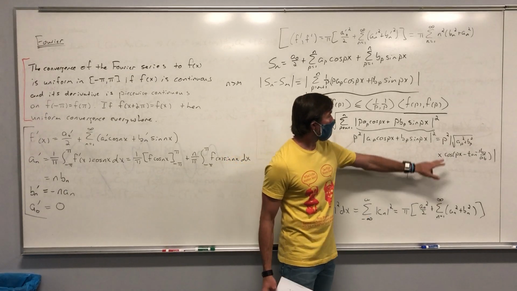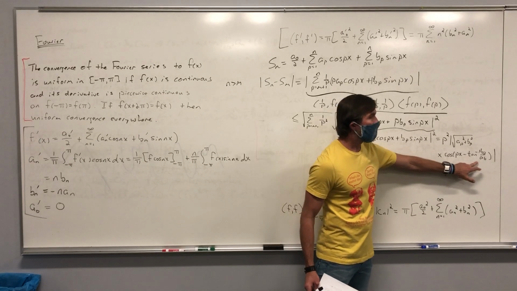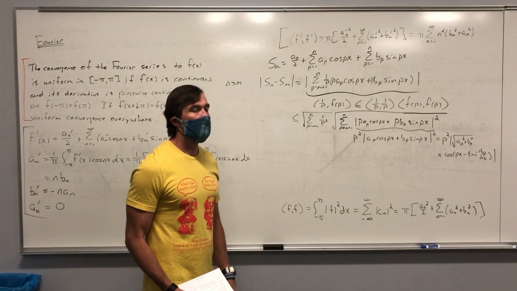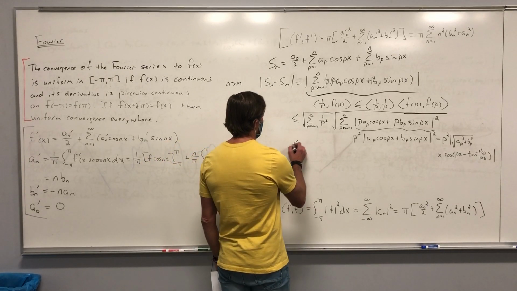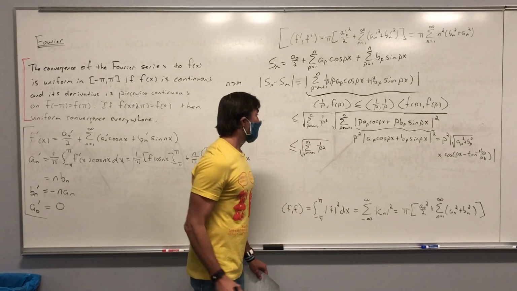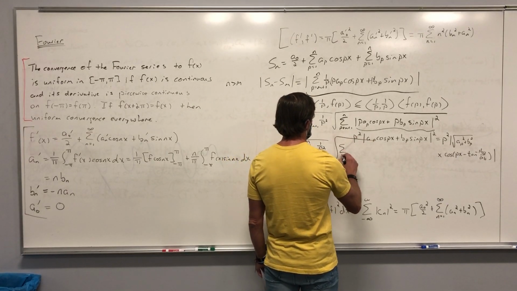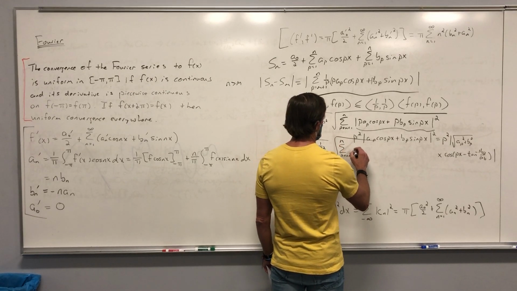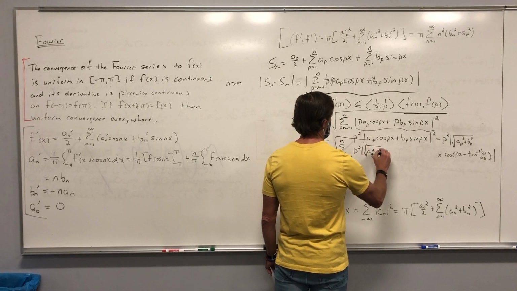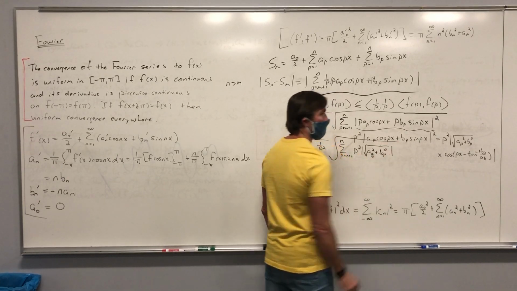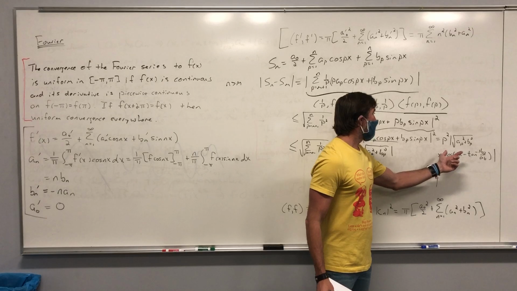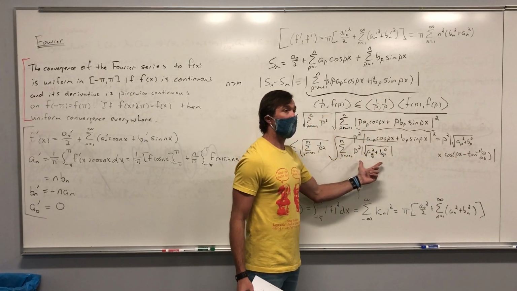Now, this thing right here is necessarily less than what? Less than or equal to what? Well, how about that? I mean, cosine is less than or equal to 1. So this combination is less than or equal to this. Okay?